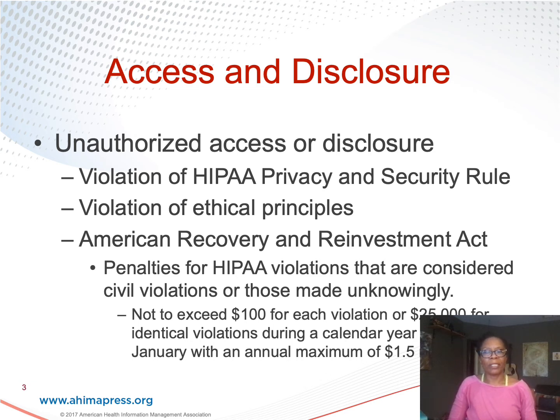So the civil monetary penalties for each are listed here. They are not to exceed $100 for each violation, or $25,000 for identical violations during a calendar year, beginning in January, with an annual maximum of $1.5 million. So this is a lot of money. People want to make sure that when they're accessing or looking at information, they have a need to know.